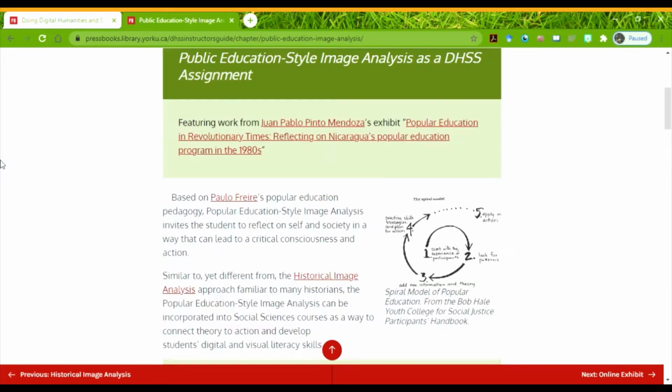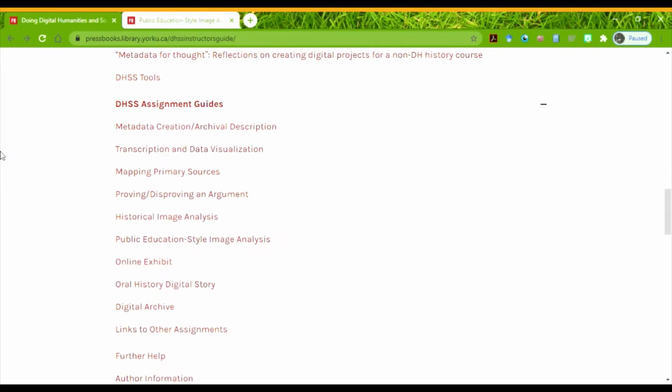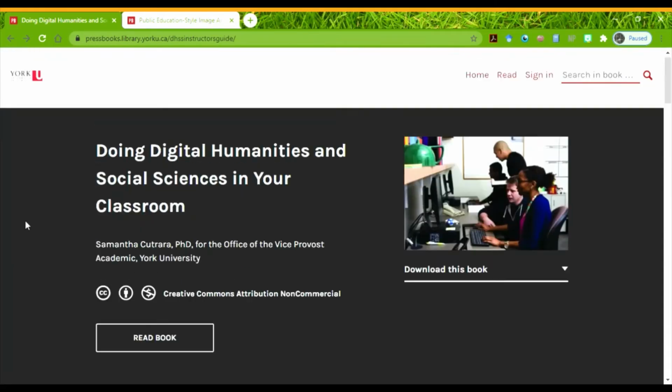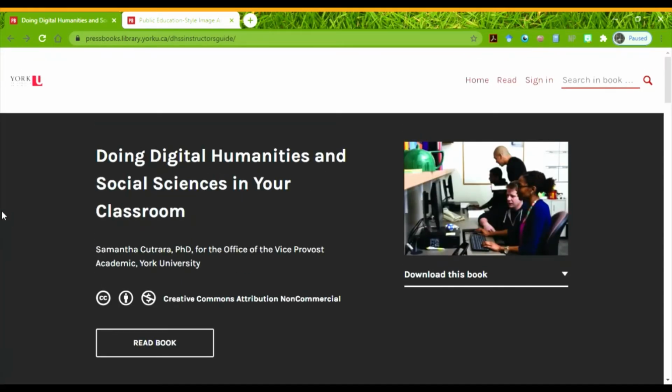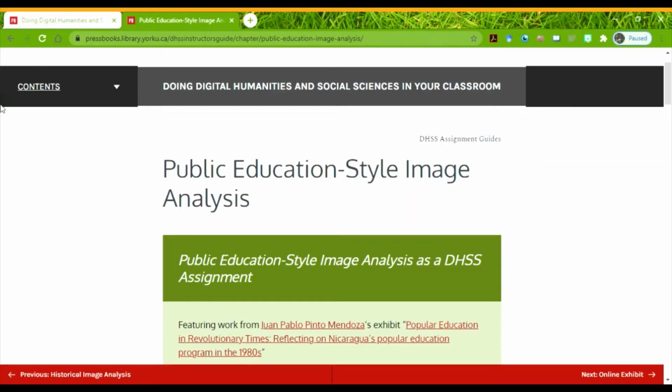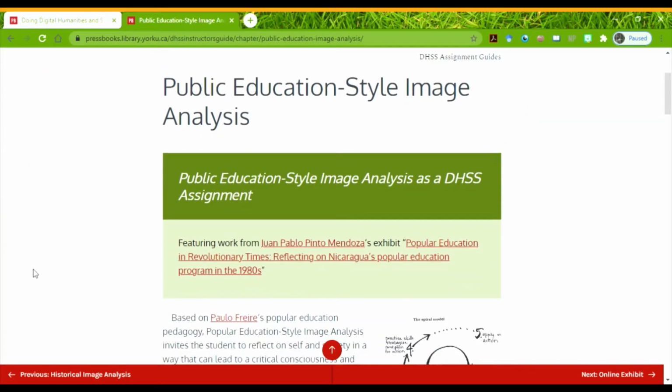So before I begin, I just want to remind you that this assignment guide, as well as all the assignment guides, including one on historical image analysis, can be found in this Doing the Digital Humanities and Social Science in Your Classroom ebook that's available on the York University library's website. And it's free. You can access it. You can play around with all the different parts. I hope you find it useful.